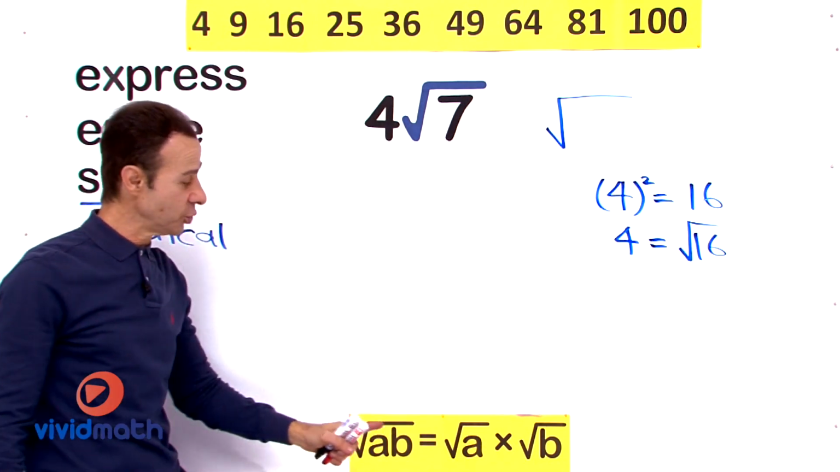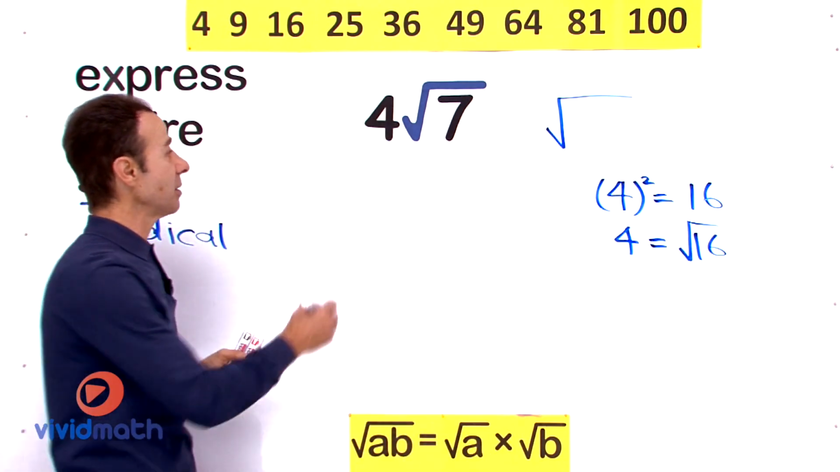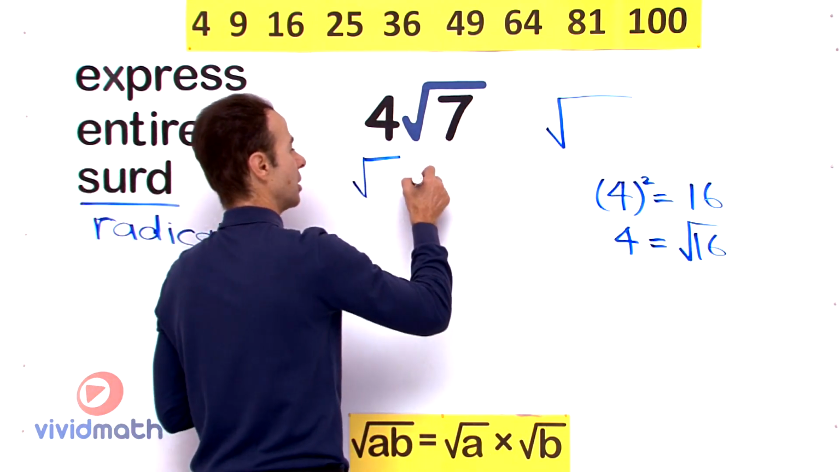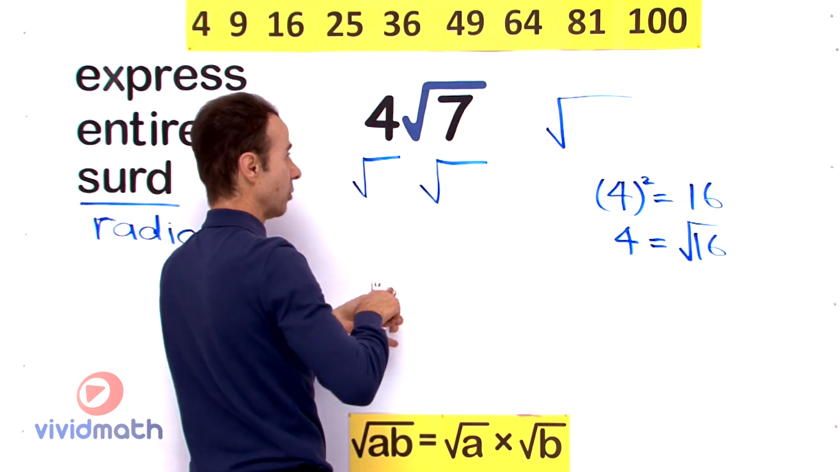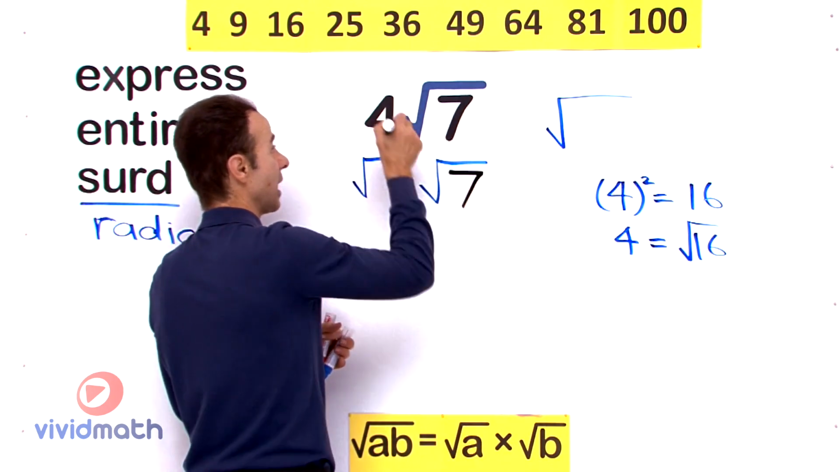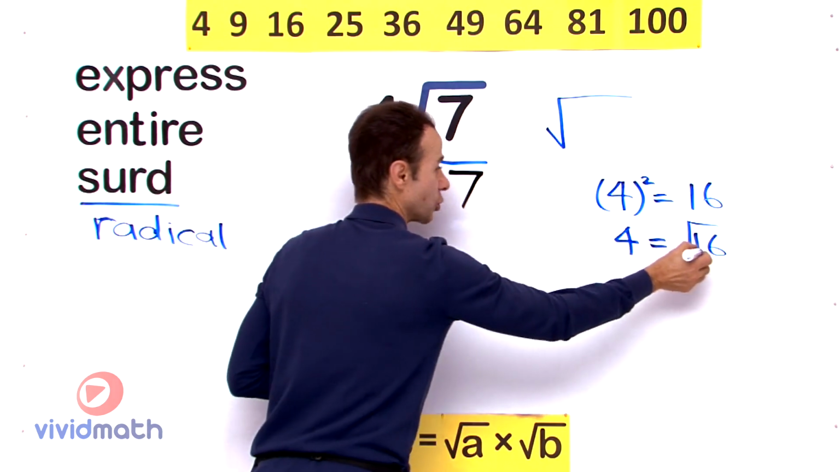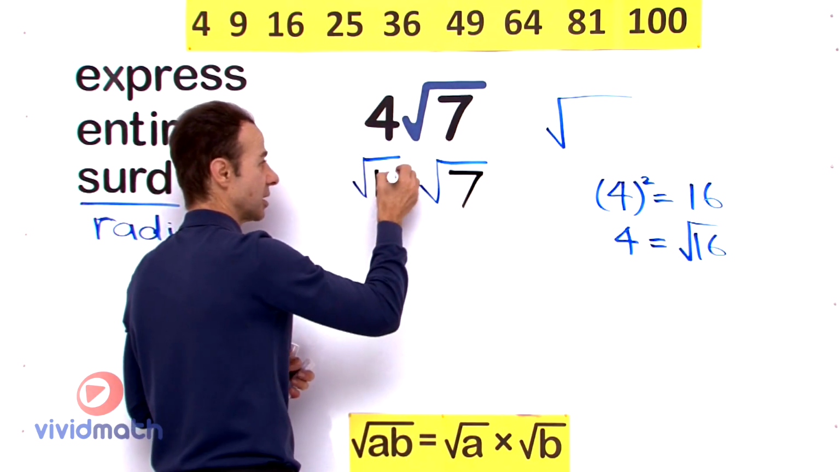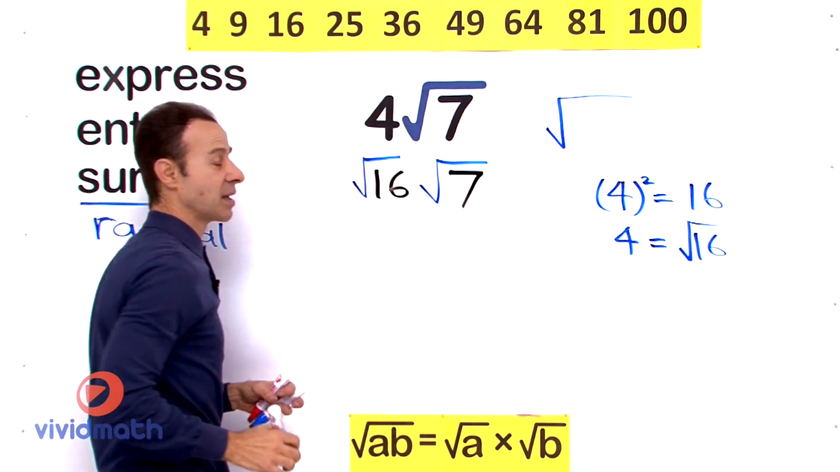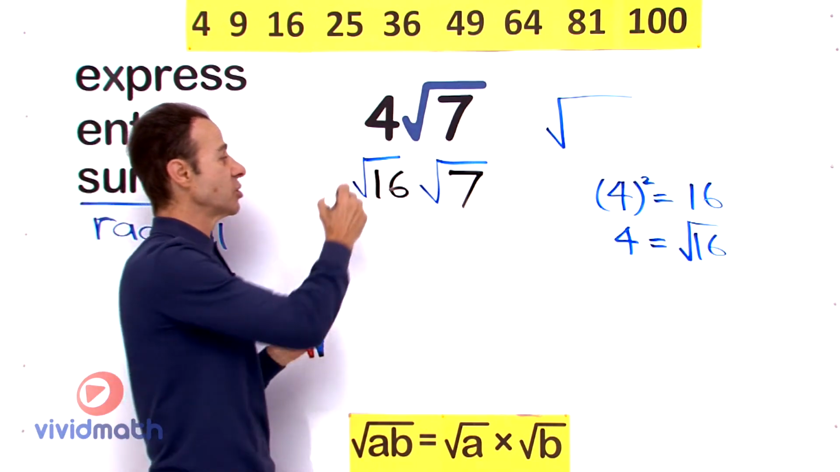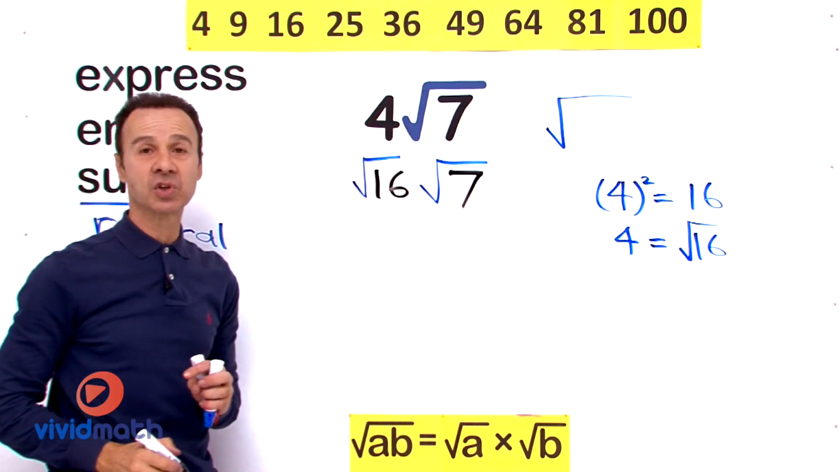So that means we're going to have two houses like this. So let's do that. We have a house, we have another house. Now we drag down the 7, there it is. And that 4 is the same as the square root of 16, so square root of 16. So that's exactly the same as that. Nothing has changed. We just introduced the house right there, the square root sign.